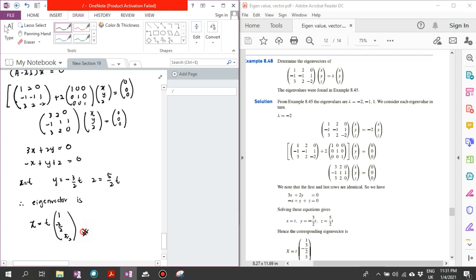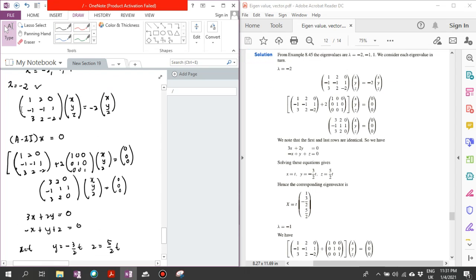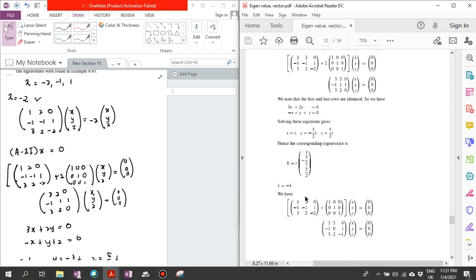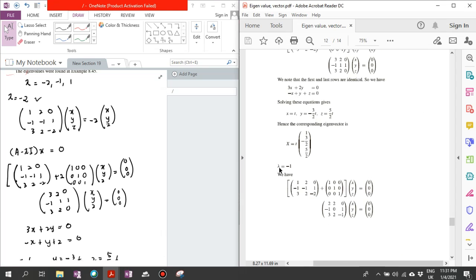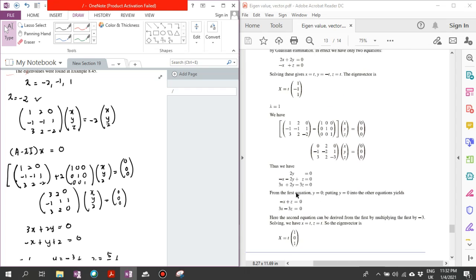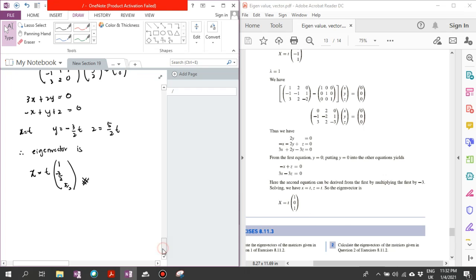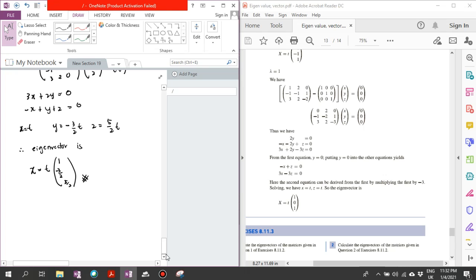So this is how to calculate the eigenvector for lambda equal to -2. For the rest, you do the same for lambda equal to 1 and lambda equal to -1, and you will get the answers. Then you put lambda equal to 1 and you will find the eigenvector. Okay, this is the concept of eigenvectors and eigenvalues. Thank you very much.